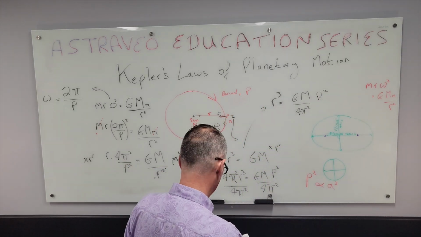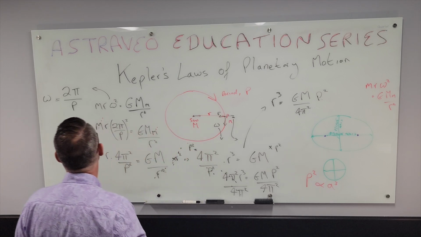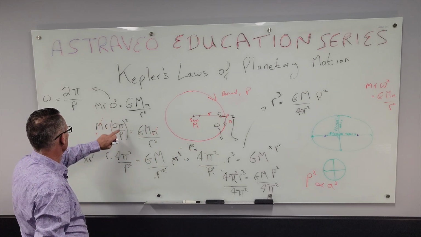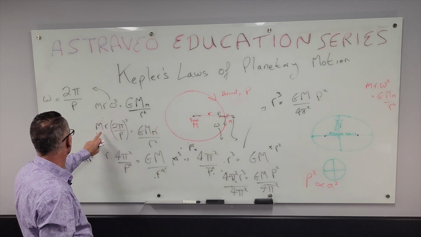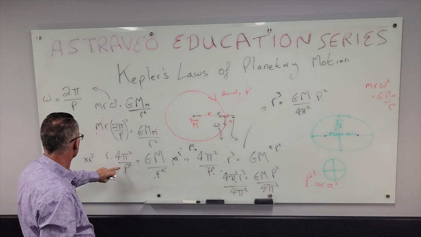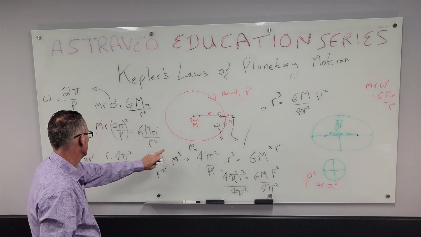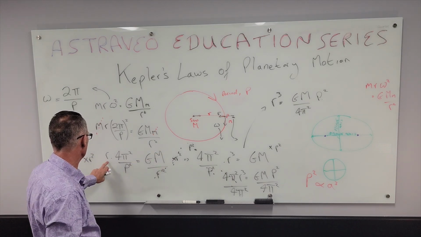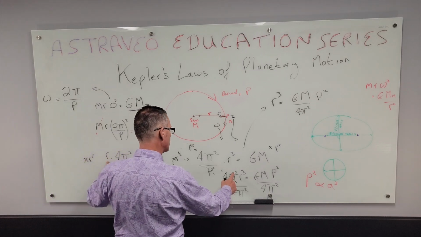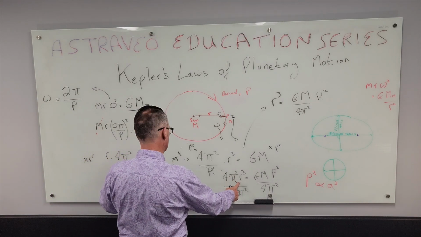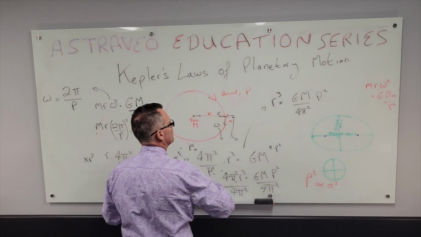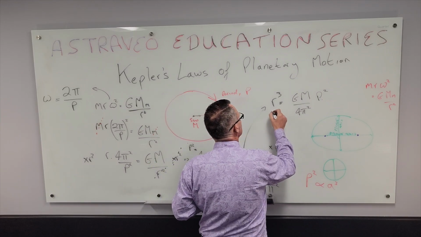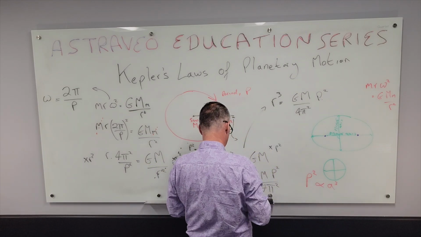Let me just make sure my mathematics is correct there. Okay, 2 pi squared over P. The m's go away. 4 pi squared over P squared. P squared goes up. r squared comes over here. r cubed 4 pi squared equals GM P squared. Yeah. Okay. So now we have it.